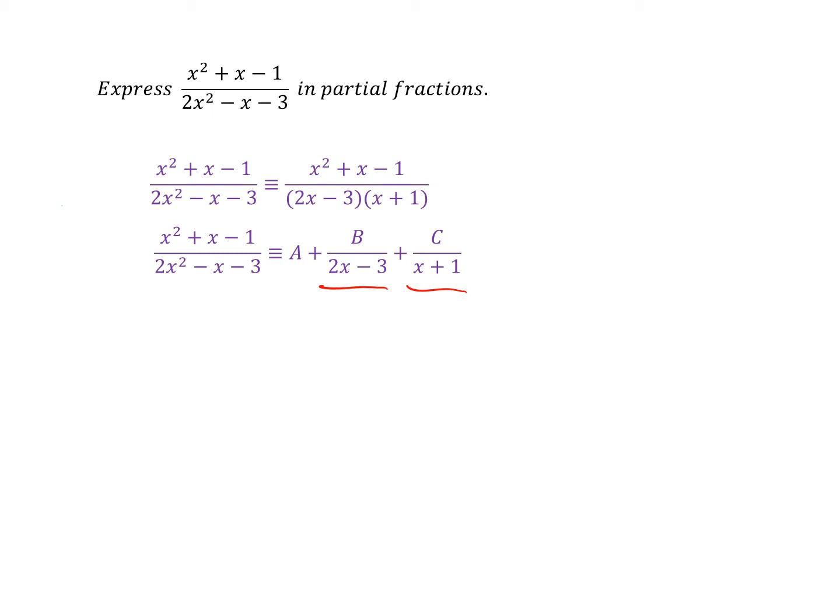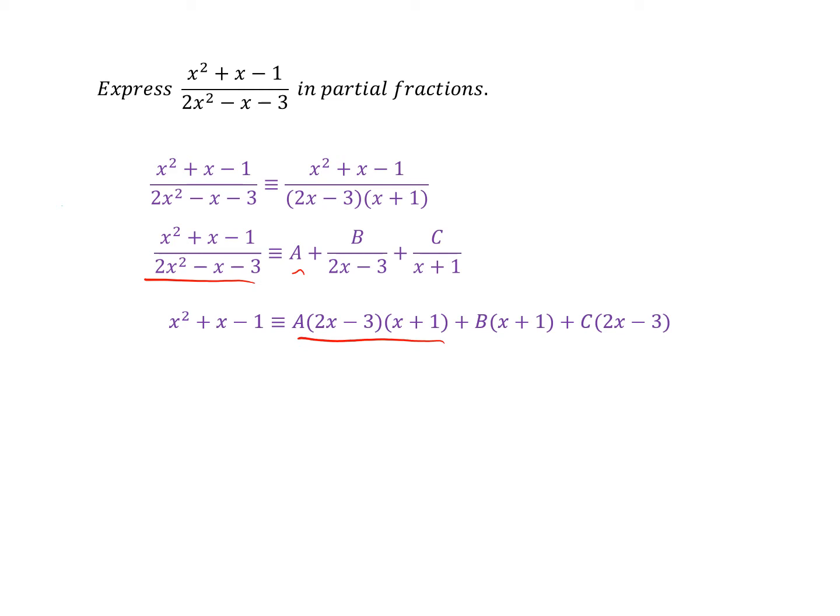Now, the way that we move on is we multiply this whole expression by the denominator here. When we do that, the left-hand side is left with just the numerator. This a gets multiplied by this whole denominator, which I've kept factorized for convenience. This term, when multiplied by the denominator, becomes b times x plus 1 because the 2x minus 3 factors cancel.